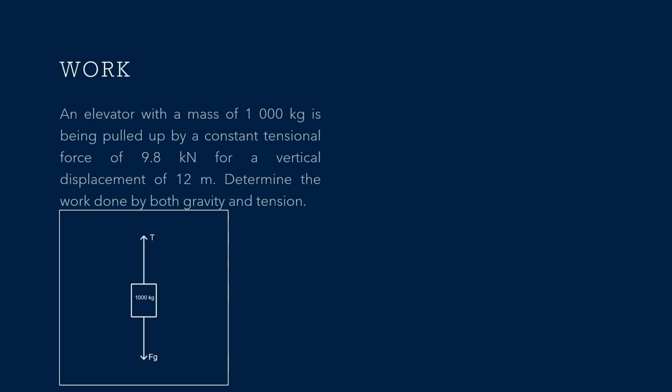The first problem is a work problem, and it states an elevator with a mass of 1000 kilograms is being pulled up by a constant tensional force of 9.8 kilonewtons for a vertical displacement of 12 meters. Determine the work done by both gravity and tension. Let's take a look at the solutions.